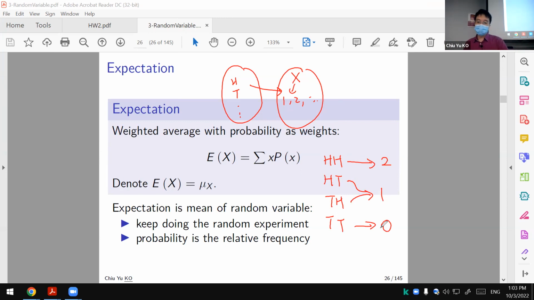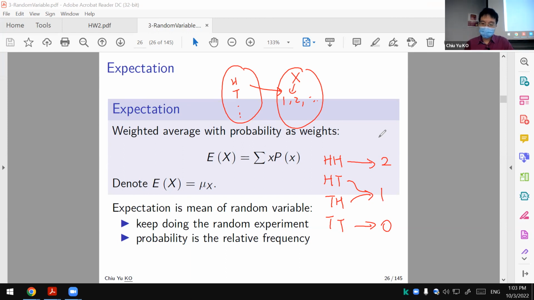So imagine that you would do this experiment in your mind. You just repeat this coin tossing. Suppose you do it 4 million times. You should expect 1 million will be head-head, 1 million will be head-tail, 1 million will be tail-head, and 1 million will be tail-tail.